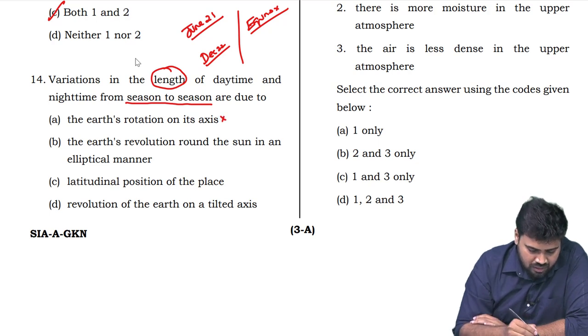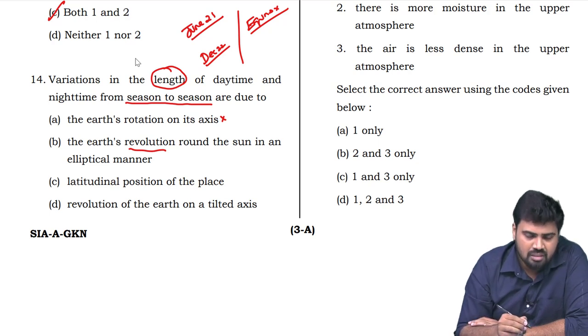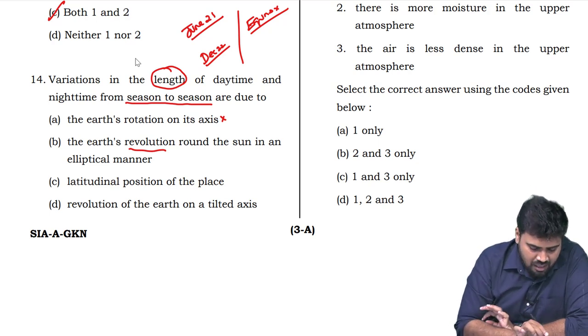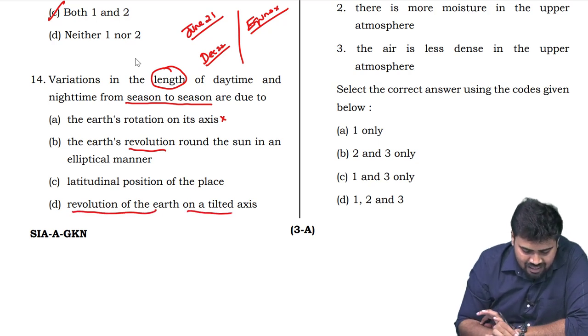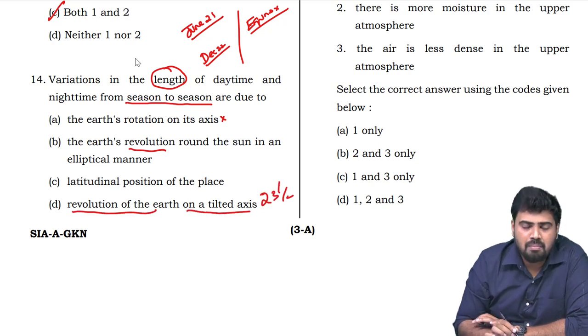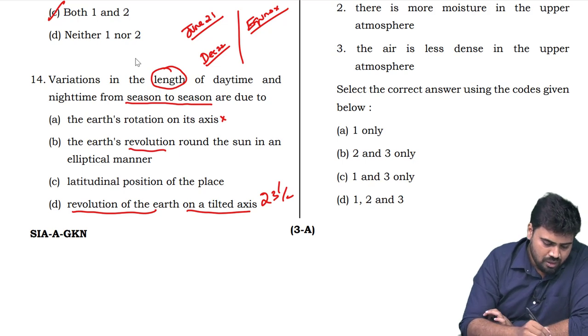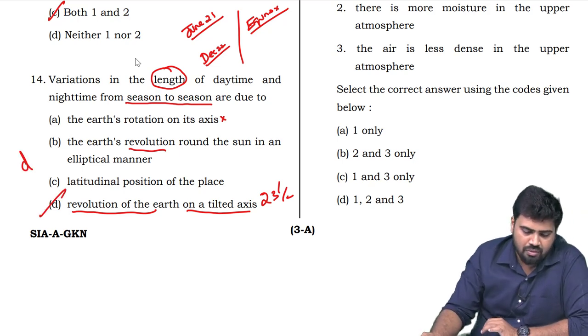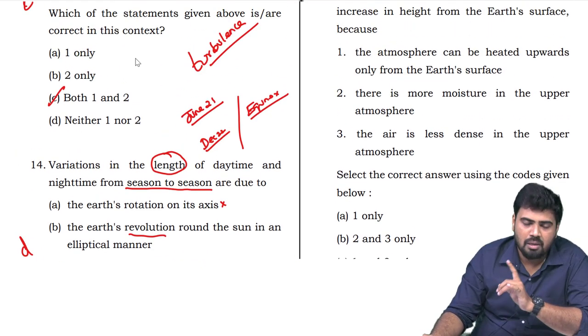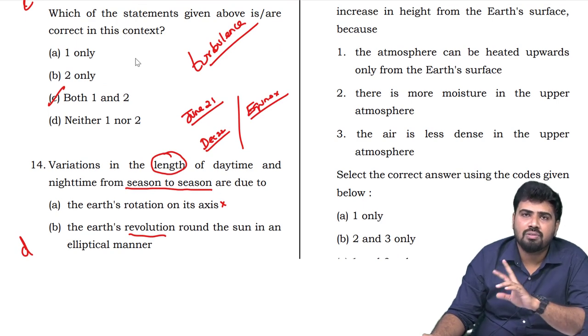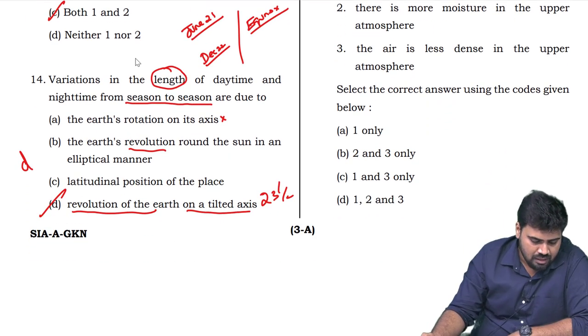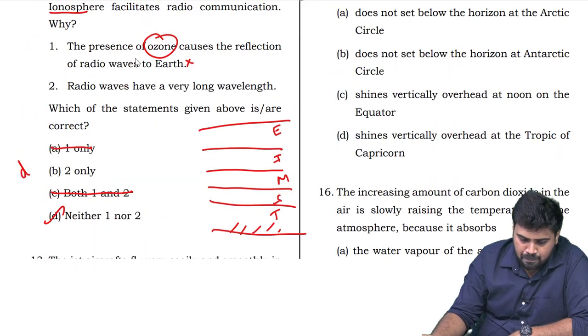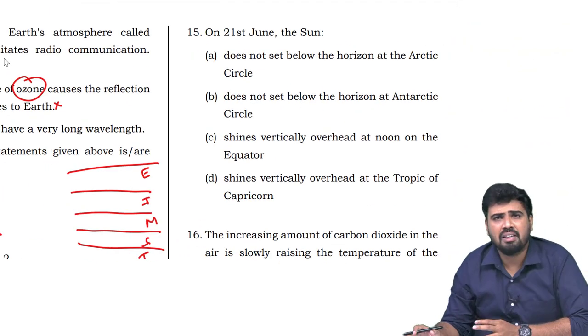Earth's revolution around the sun, yes, in an elliptical manner, okay. But revolution is not the exact answer. The revolution of Earth on a tilted axis, that is the important factor. So option D for question 14, D for Delhi. Same concept: apparent movement of the sun, northward shifting and southward movement of the sun.